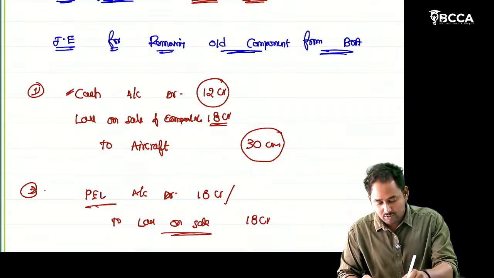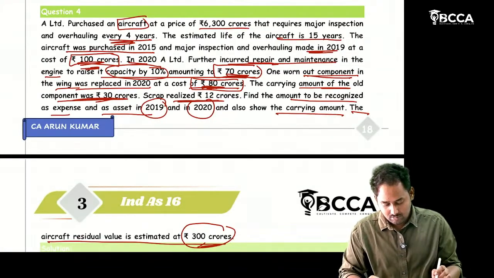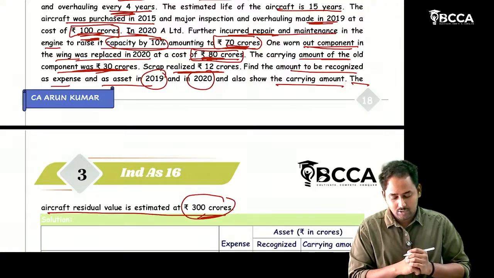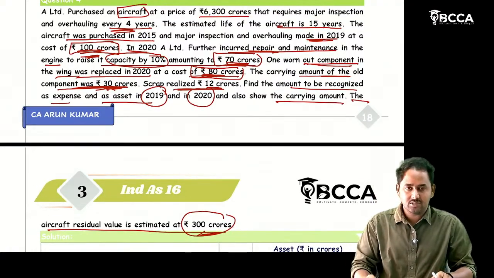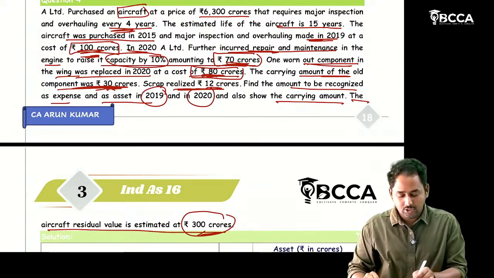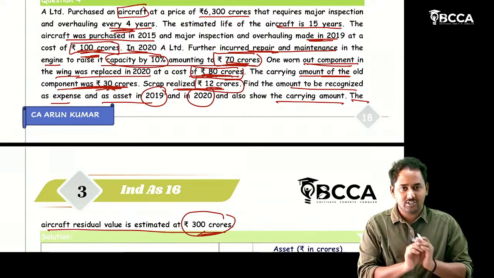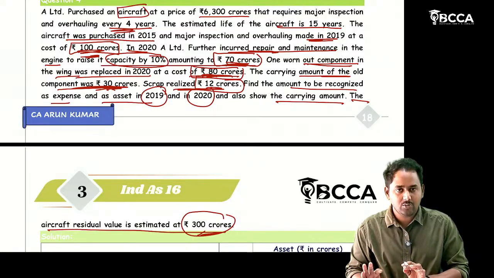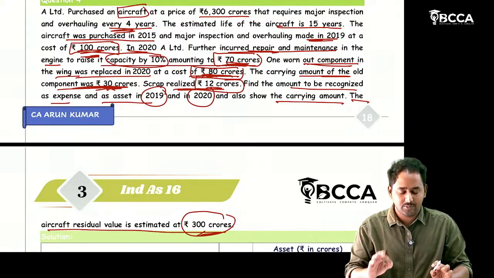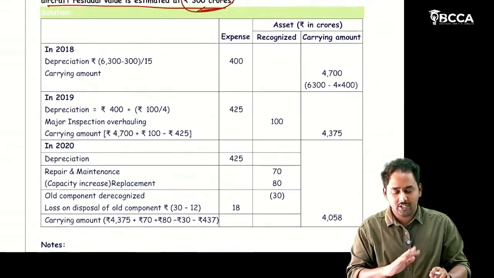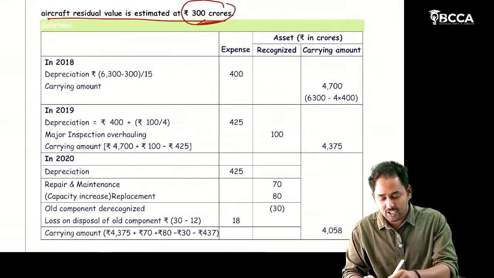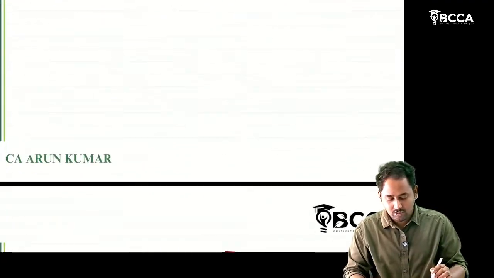How did you get this 12 crores? Okay, 30 crores minus 12 crores. They have sold that asset and they got the 12 crores. I am just providing the journal entry for this component also, only for the understanding purpose. There is no need to note down that journal entry in the exam. Only for your understanding purpose. Okay.